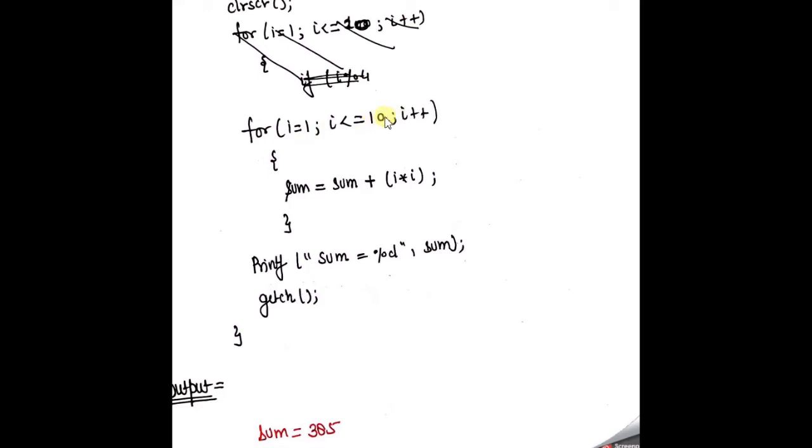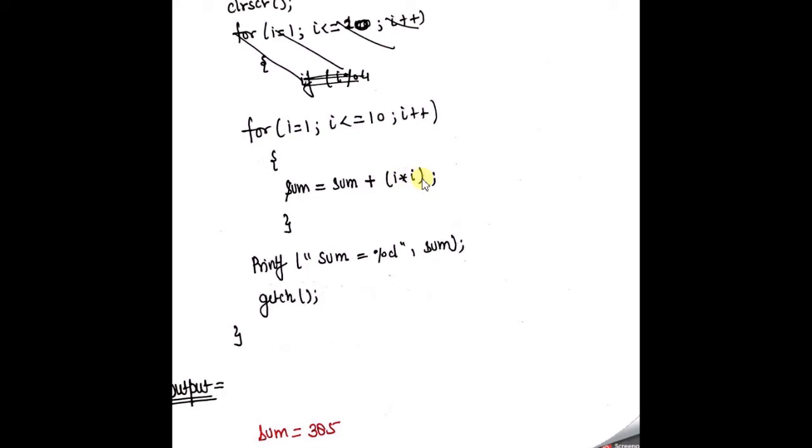So 1 and the limit is 10, and i plus plus is basically used to perform the increment from 1 to 2, 2 to 3, 3 to 4, and so on. Sum is basically initialized to 0. Why? I already told you in the previous example also. So 0 plus i initial value is what? 1 star 1. Why did I use 1 star 1 here? Because I want to perform the square operation.